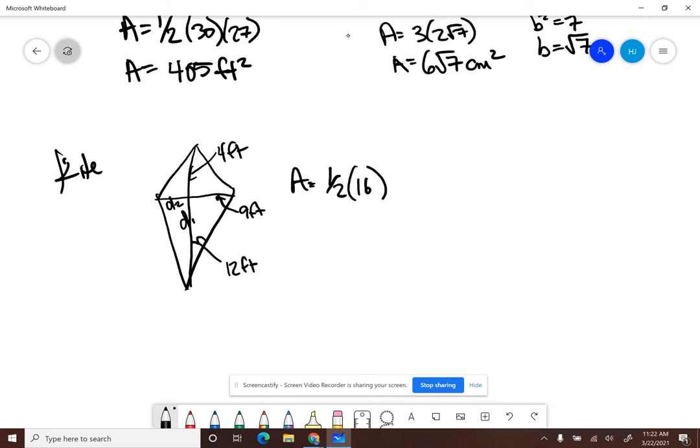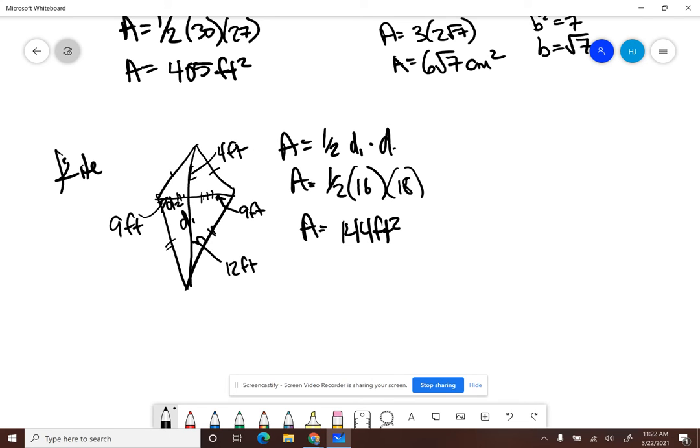But now what am I going to do here? Again, I could have put some notation here for you to know what to do. But again, we know that these are bisected, all right? The long diagonal bisects the short diagonal. So if this one is 9 feet, that means this one here also has to be 9 feet as well. So I just add those two together to make the entire diagonal, which is 18. And then again, just do the math. And area will equal 144 square feet, okay? So pretty simple. Area equals 1/2 D1 times D2.